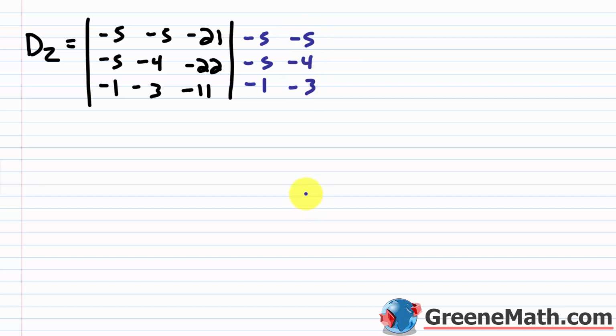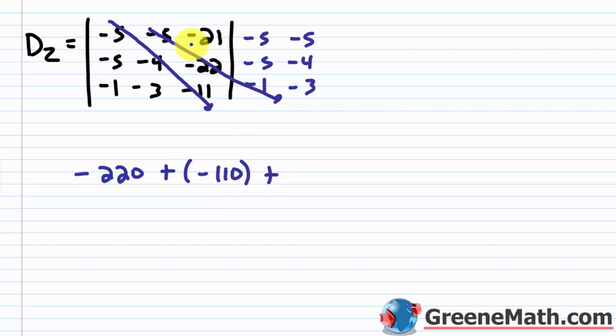Okay, so we're going to multiply going down. Negative 5 times negative 4 times negative 11 is going to be negative 220. Okay, then plus negative 5 times negative 22 times negative 1. Well, we know that's negative. What's 5 times 22? Well, that's 110. So this would be negative 110. Okay, then plus, you've got negative 21 times negative 5 times negative 3, which is negative 315. Okay. All right, so now let's just go ahead and sum these.